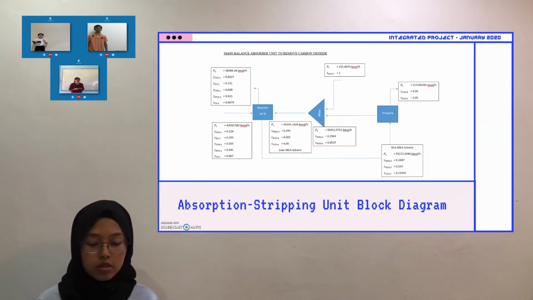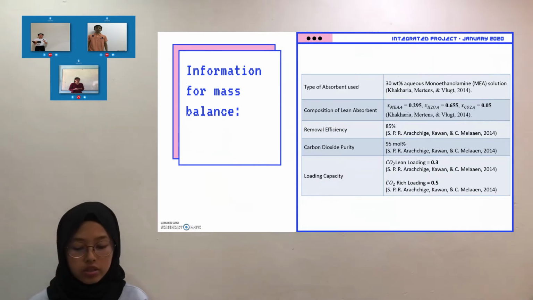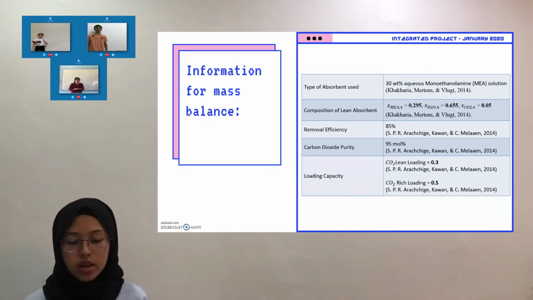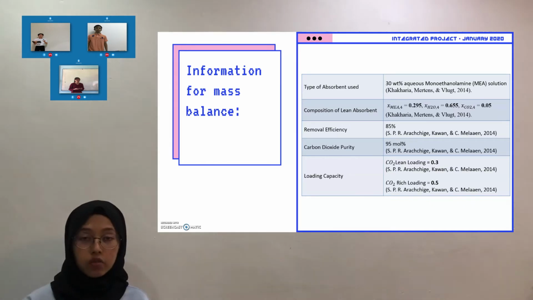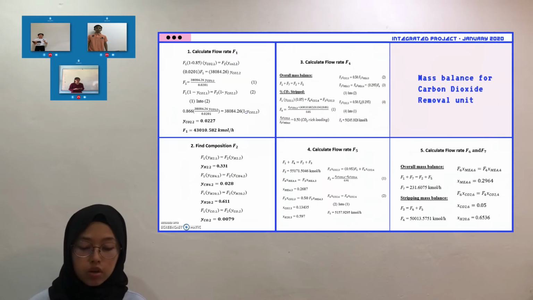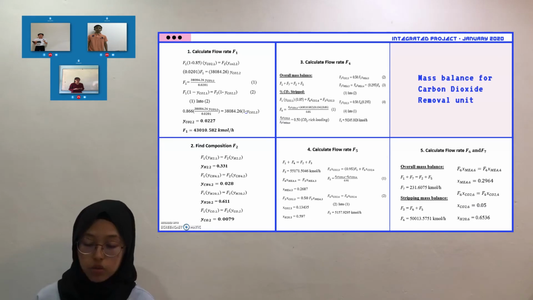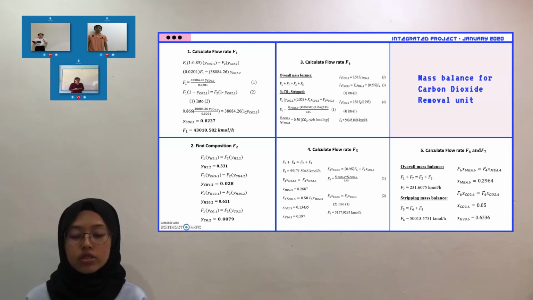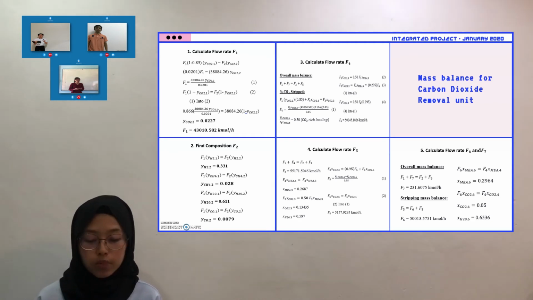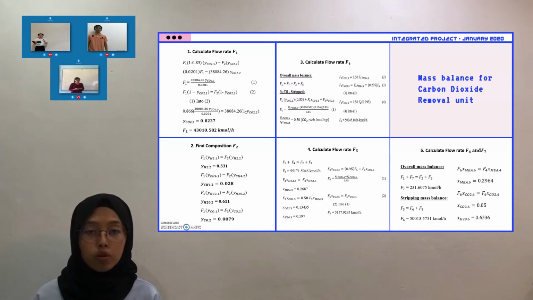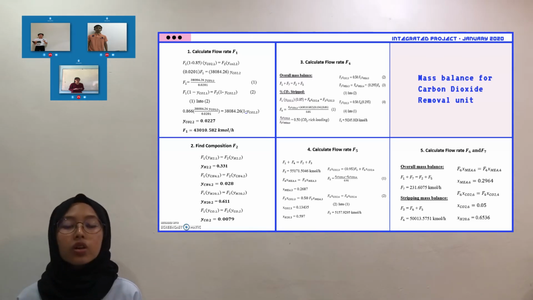Next, calculating the mass balance for absorption unit to remove carbon dioxide. Based on some references, we use the shown information to calculate the mass balance in this part. In this part, the value of outlet flow rate F2 is known from the inlet stream of adsorption unit. From the reference for SMR part, we managed to calculate the mole fraction of outlet WGS, which is also the mole fraction for F1 in this absorption unit. Then, we use the removal efficiency 85% to calculate the inlet F1 and mole fraction F2. By using rich loading capacity 0.5, we managed to calculate the flow rate and mole fraction of the other stream.